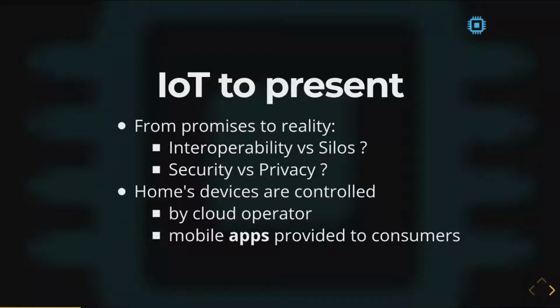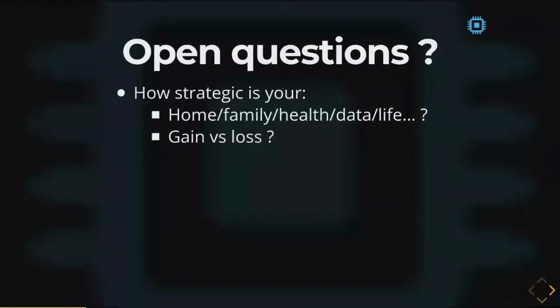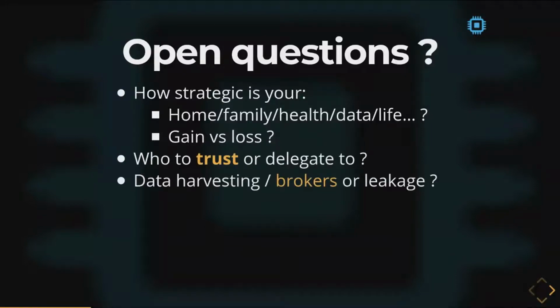So now I have some open questions. It's about IoT, but it can also apply to anything online. How strategic is your home, your family, your health, or basically just your data? That can describe your life, isn't it? What are you gaining with this kind of system, and what are you losing? That's a question I think needs to be asked. Who should you trust or delegate your system to? What about data harvesting, collecting your personal data and selling it online to other businesses? What happens in case of data leakage?